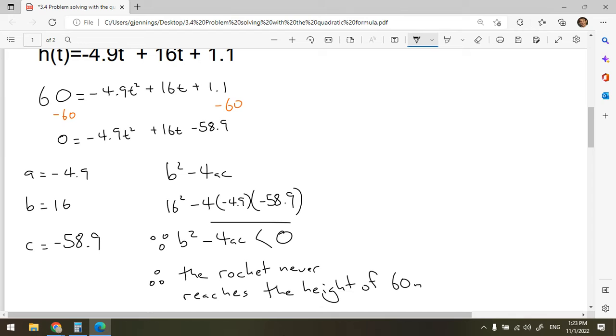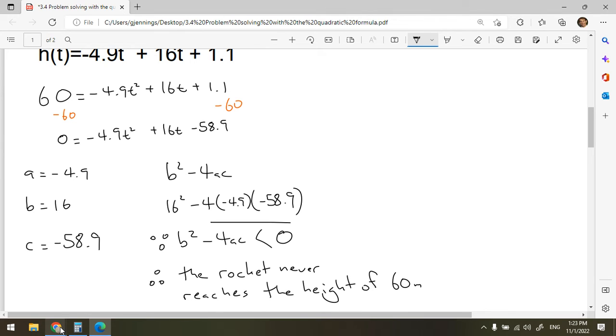Now let's take a look in Desmos and confirm that was true. I'll leave this for just a second and you can evaluate. Note that if this was greater than 0, if this was some number that we can work with, then we would use the quadratic formula to find those 2 roots, and that would tell us how long it was at that height for.